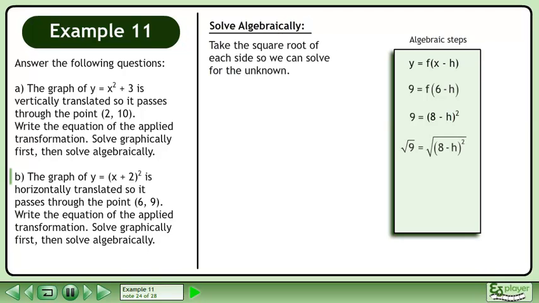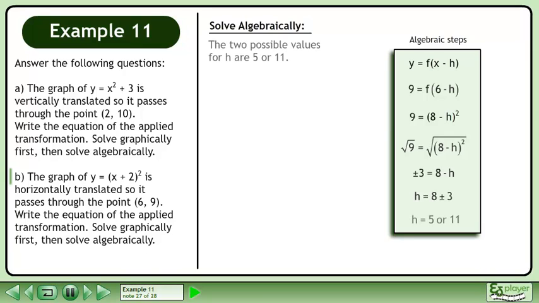Take the square root of each side so we can solve for the unknown. The square root of 9 is plus or minus 3. Rearrange the equation to isolate h. The two possible values for h are 5 or 11.